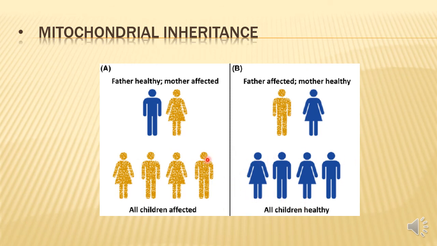That means when the mother is having a mitochondrial disease, it is inherited to all the children. Both sons and daughters are affected. But when father is having the mitochondrial disease, none of the children are affected. So how can we explain this observation?